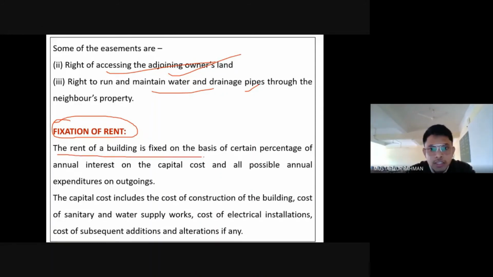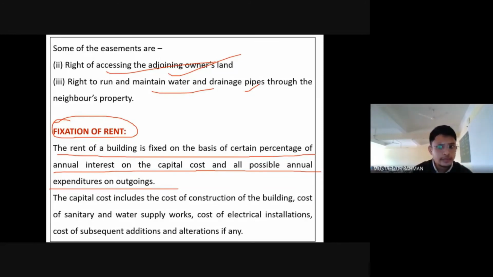So the rent will be fixed on the basis of certain percentage of annual interest on the capital cost and all possible annual expenditures and outgoing. So you are the owner, you want to have some income from the building. Okay, so you are expecting this much amount of income from your building. That is one thing. Then also you have to see how much expenditures are going to occur. That has to be covered by the rent, right? The rent that you will generate, that has to cover the expenditures and your expectation of income. So based on that, we will fix the rent.